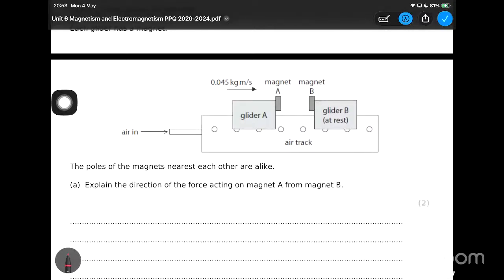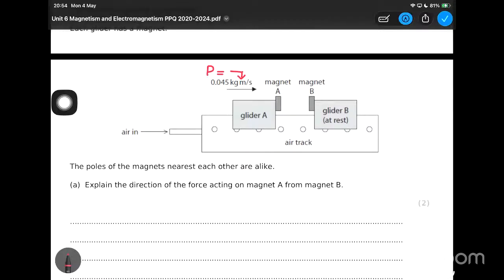For glider A, you can see there's a data point, a value given 0.045 kilograms, but the unit is kilograms meters per second. So they have given the momentum value, right? So here they have given the momentum. How did I get that? I don't know whether it is mentioned in the coming questions, but by analyzing the unit here, kilograms meters per second, right? So that is the momentum unit.